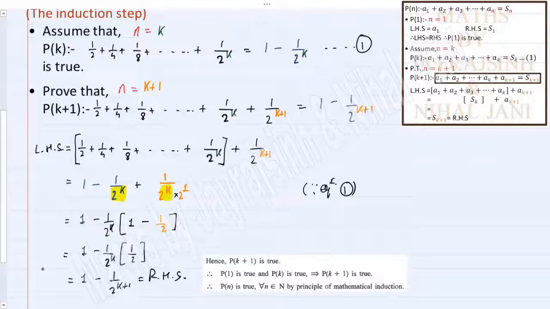Hence, P of k plus 1 is true, and using PMI, we can say P of n is also true. Ta-da!